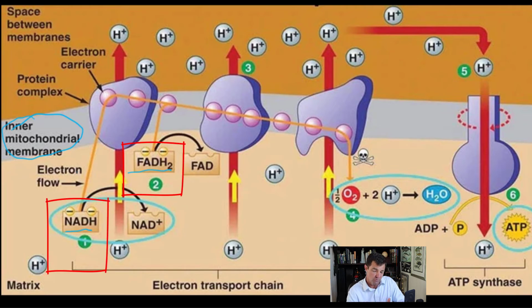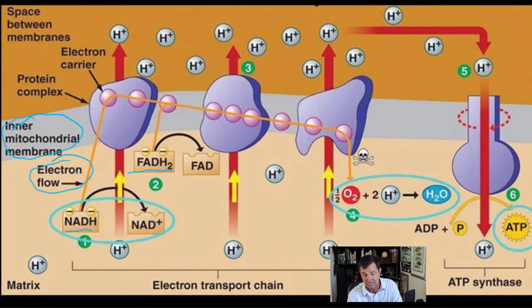And when we do that, as we transfer the electrons, we're going to use that energy to activate these proteins that are going to be a type of protein transport pump. They're going to pump hydrogen ions across that membrane, from the matrix, across the inner membrane into the space between the 2 membranes. And that's what NADH and FADH2 do.